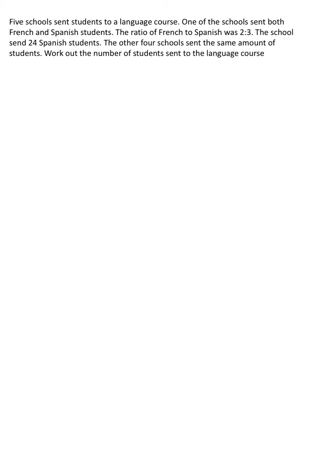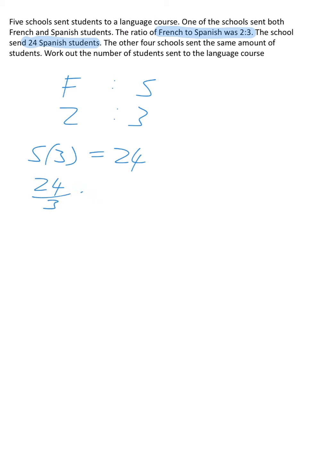So let's focus on the key information first. So we're told the ratio of French to Spanish was 2:3. And they sent 24 Spanish students. So I'm going to write that out. So I have French to Spanish, 2:3. And then there's 24 Spanish students. So Spanish, which is 3 parts, is equal to 24. So I want to find out what one part is. So we do that by dividing what we know. So 24 divided by 3 is equal to 8, and that is one part.